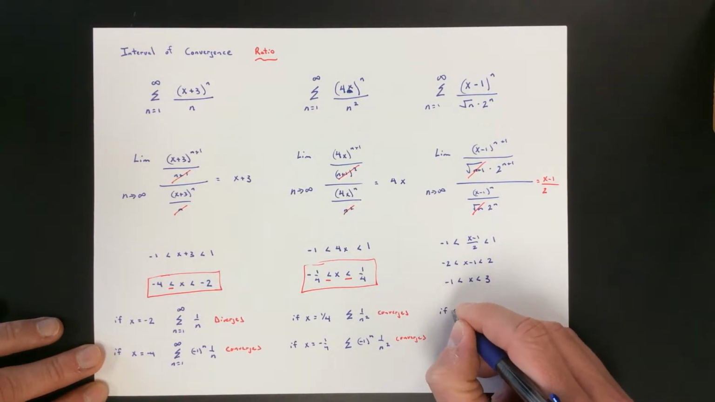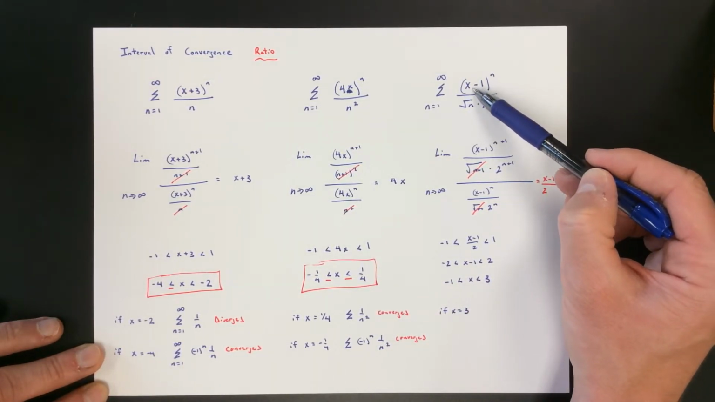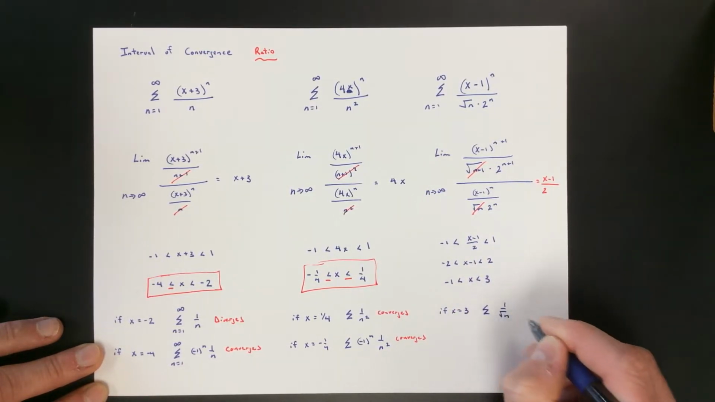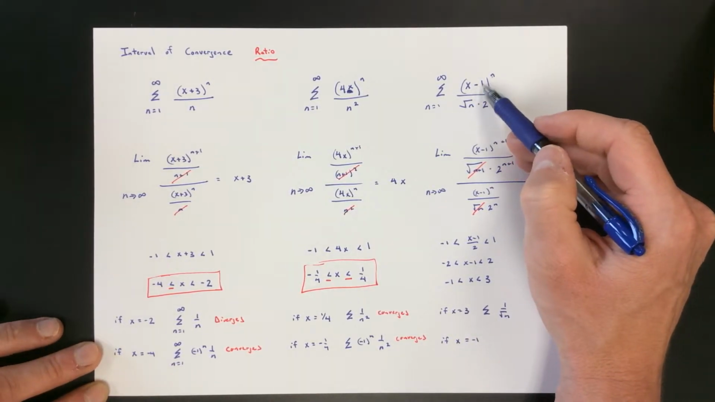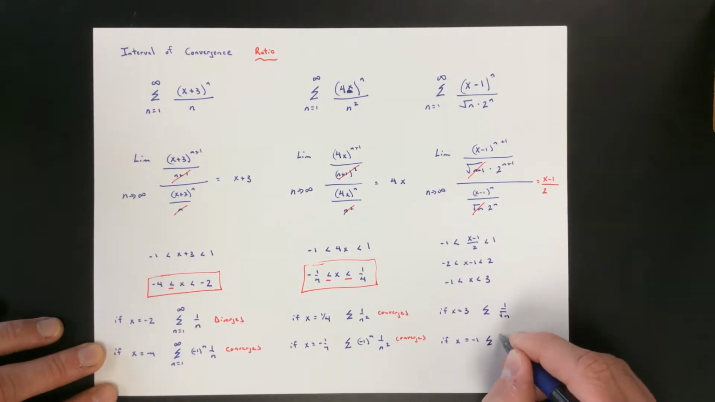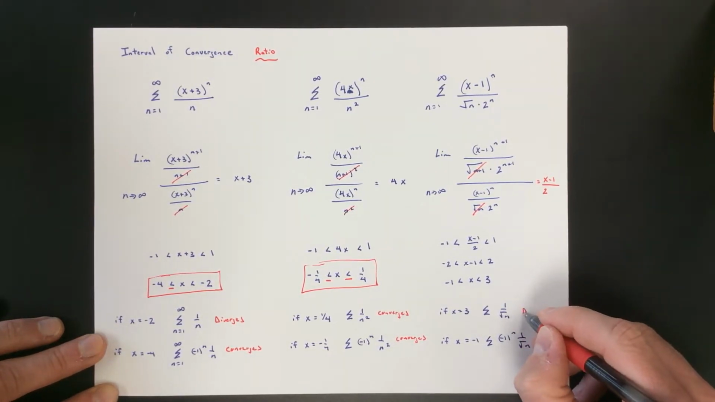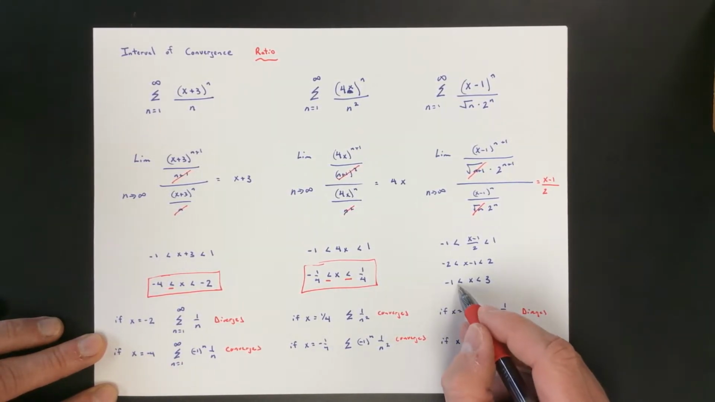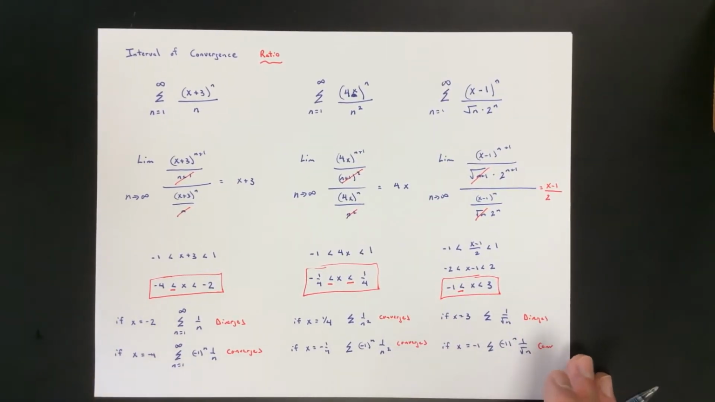So if x equals 3, I get 3 minus 1 is 2. 2 to the n over 2 to the n is just 1. So then I get the series 1 over square root of n. If x is negative 1, I get negative 1 minus 1, which is negative 2. Negative 2 to the n over 2 to the n is just negative 1 to the n. So I get the alternating. So in this case, again, this diverges, this converges, and so I want to include that endpoint but not that endpoint, and then I box it up. Okay.